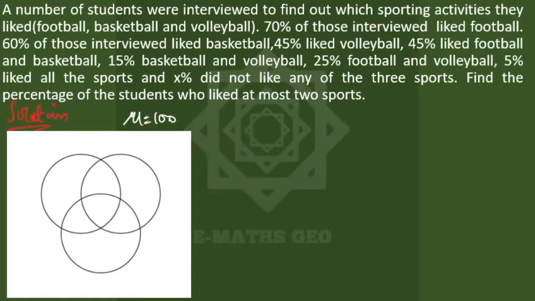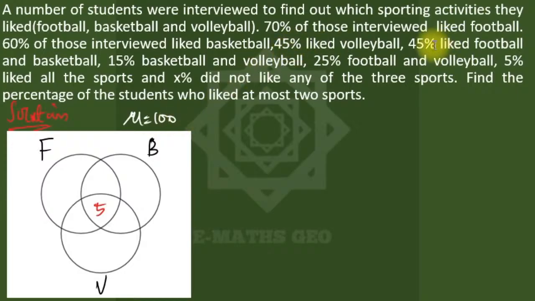Now let's start. Whenever you are adding things in a Venn diagram, you start with the intersection of 3, then 2 before individual. Let's write the sports. Let the first one be football, F. This is basketball. This is volleyball. So let's start with 3. How many like the 3 sports? As you can see, they said 5% like the 3 sports. So this is 5.